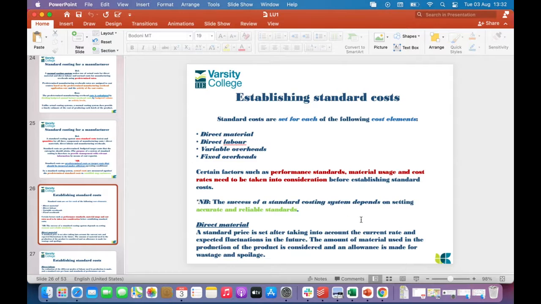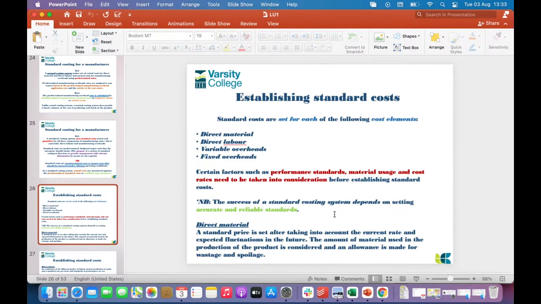The success of a standard costing system depends on setting accurate and reliable standards. And that's where things get tricky. It's not always easy to accurately and reliably predict the allocation rate for these respective costs. That's where things get a little bit tricky.